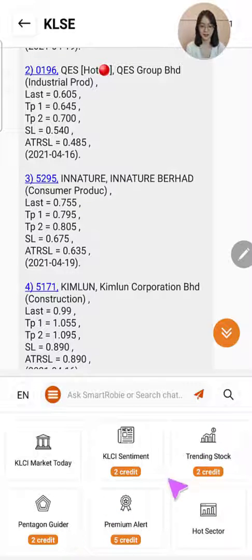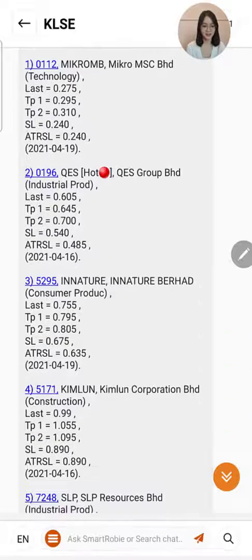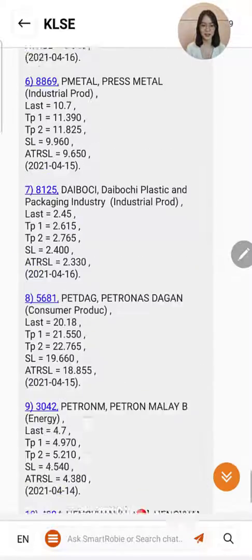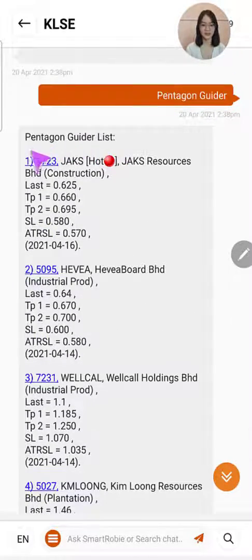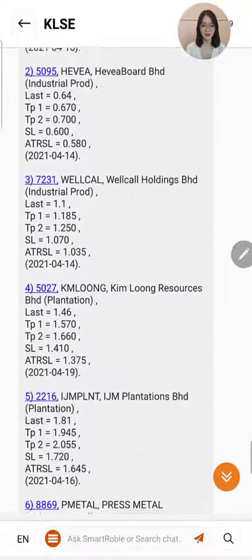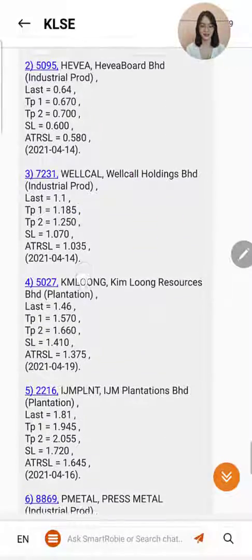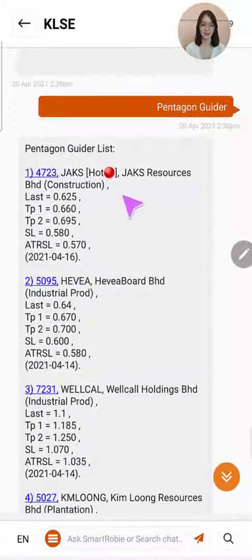Now let's move on to our next feature, which is our flagship Pentagon Guider that is best suited for stock market beginners and first-timers. The difference between Pentagon Guider and trending stock is that trending stock are stocks that are already moving in an uptrend, whereas Pentagon Guider allows you to enter the stock in the very early stages when the stocks are starting to move up. And you may see the hot label that tells you that this is actually the stock that is currently favored by many people out there.